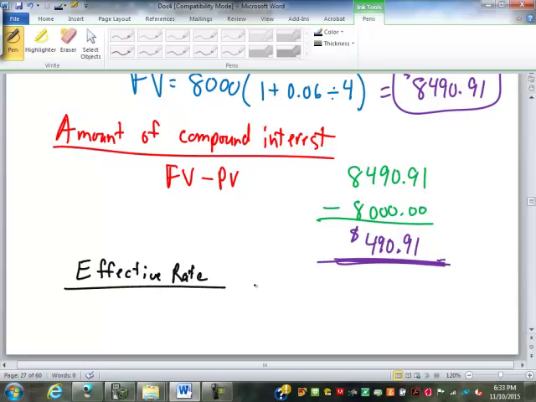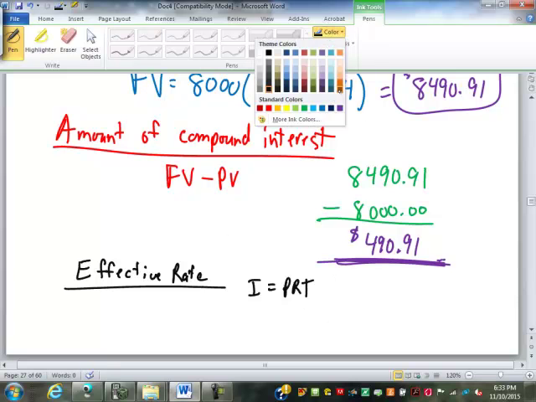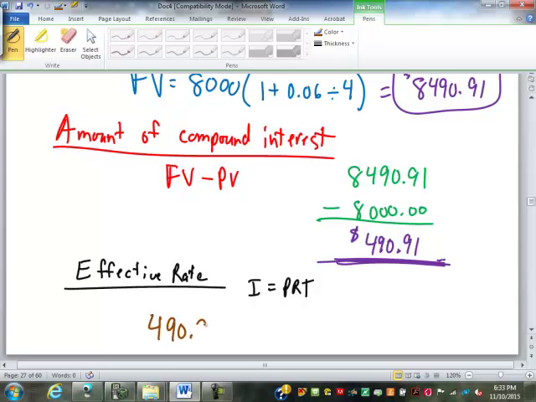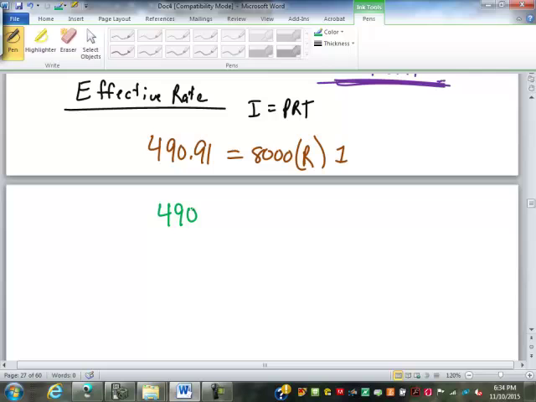The effective rate is going back to the simple interest formula, I equals PRT. The amount of interest is the $490.91. The principal is the $8,000 that we invested. R is what we're looking for. We're looking for the effective rate. And our time, well, we went for 1 year. So normally we would combine the 8,000 and the time. Since our time is 1 year, it's just 8,000 times our rate. So we will divide by 8,000.